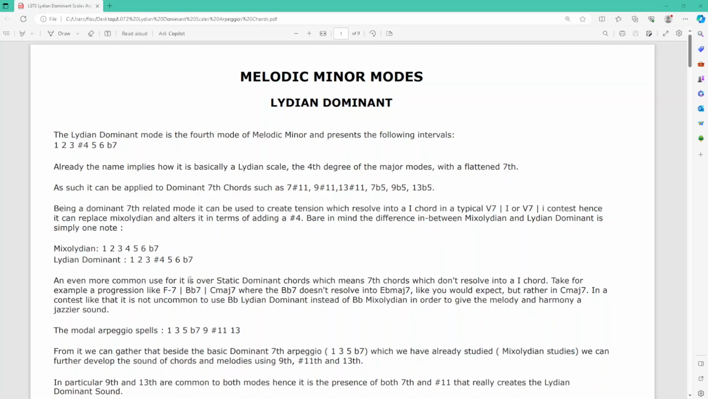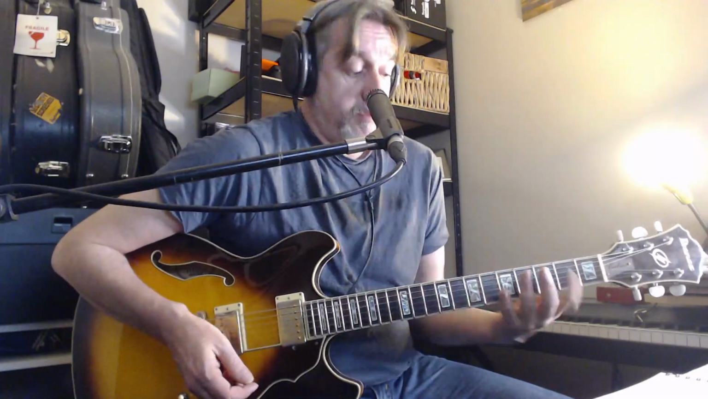An even more common use for it is over static dominant chords, which means 7 chords which don't resolve into a 1 chord. What does that mean? So far we've been used to dominant 7 chords which resolve. So a G7 that will go into C major or into C minor. Typical 5 to 1, and when I say G7 into C, I mean we are in the key of C.